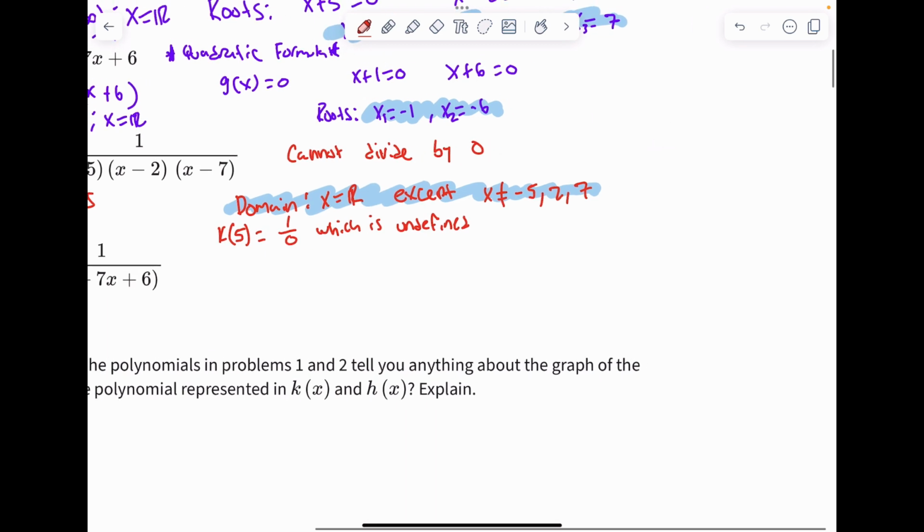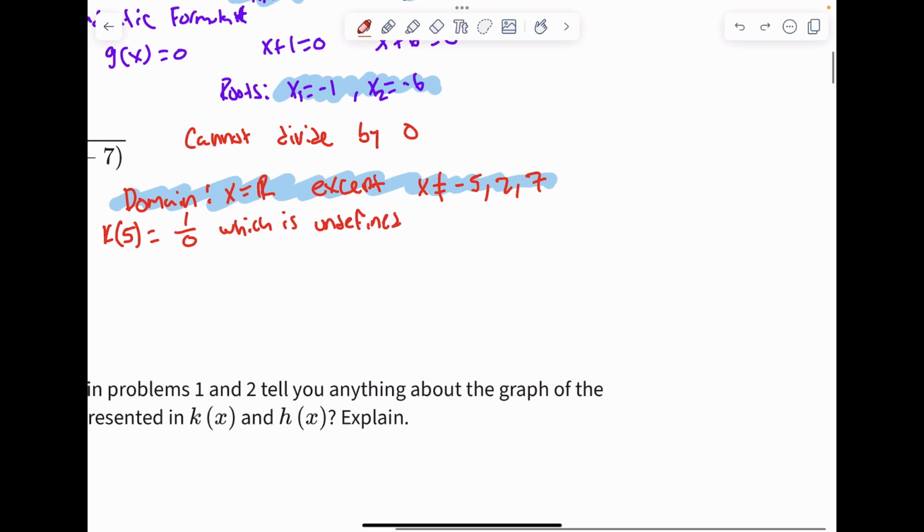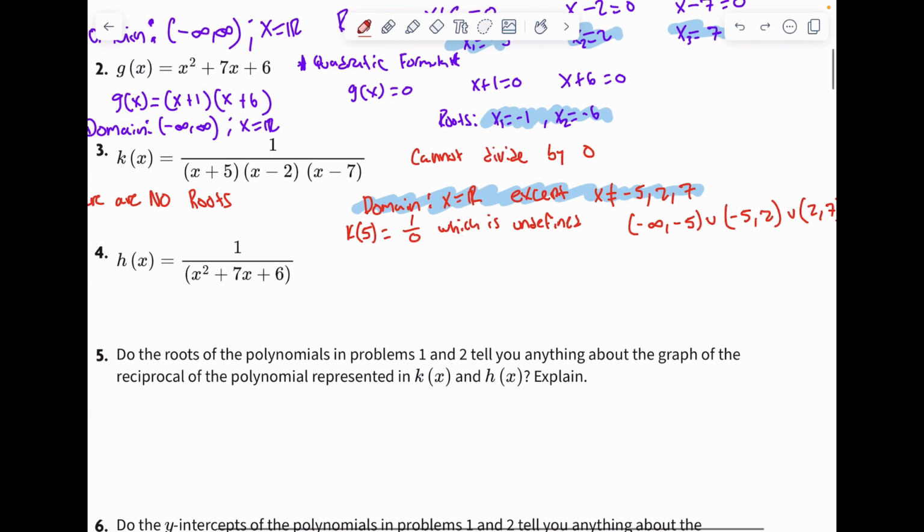You can write this a different way if I were to ask you that: -infinity up to -5, union -5 to 2, union 2 to 7, union 7 to infinity, right? I'm not really going to talk to you about this. I think this is the simplest and easiest way to think about that. Let's think about h of x.